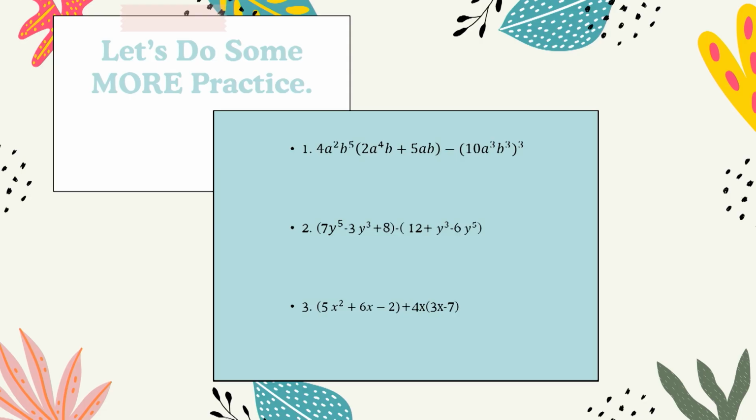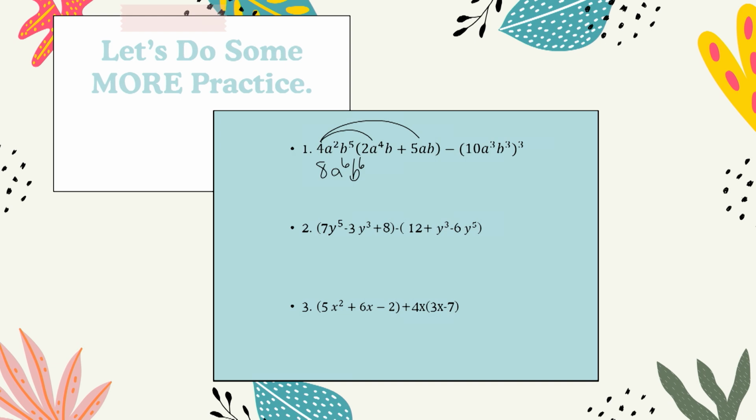Let's do some more practice. We are multiplying 4a squared b to the 5th to everything in the parentheses. So we're going to multiply here and multiply here. So 4 times 2 is 8, and then when we multiply our coefficients, we are adding our exponents. So 2 plus 4 is going to be 6. Then b to the 5th and b, I am adding my exponents. So it's going to be b to the 6.